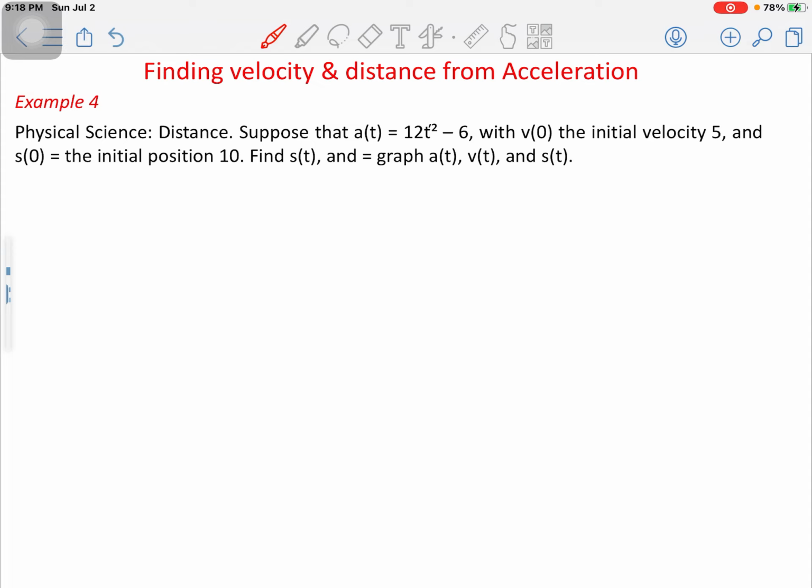is as follows. Suppose that a of t, which is the acceleration, is equal to 12t power 2 minus 6. That's the acceleration function. A of t equals 12t power 2 minus 6, with v of 0, an initial condition, being given. That's the initial velocity. The initial velocity is 5, right? We have been given that v of 0 is the initial velocity and is equal to 5. So that means v of 0 is 5.